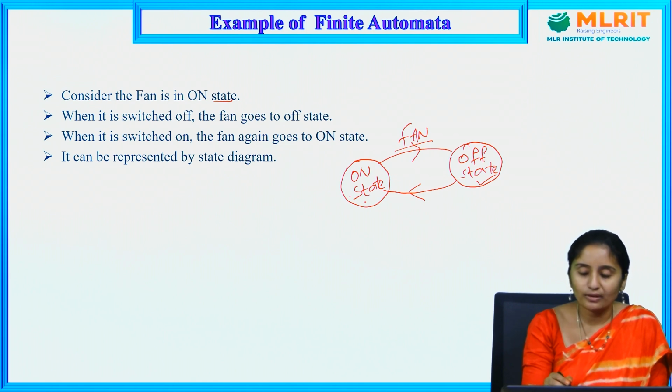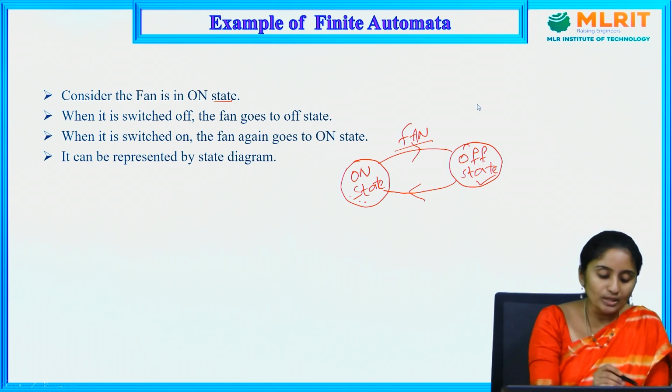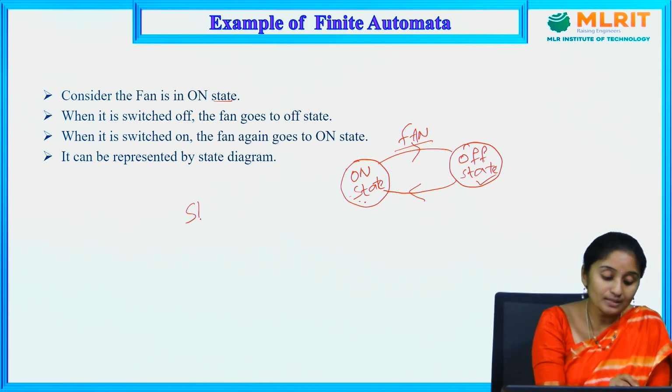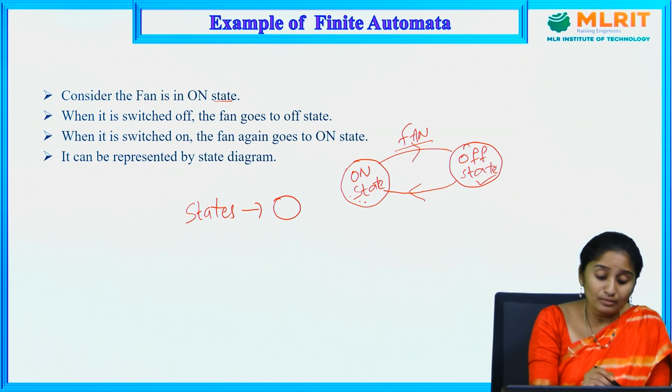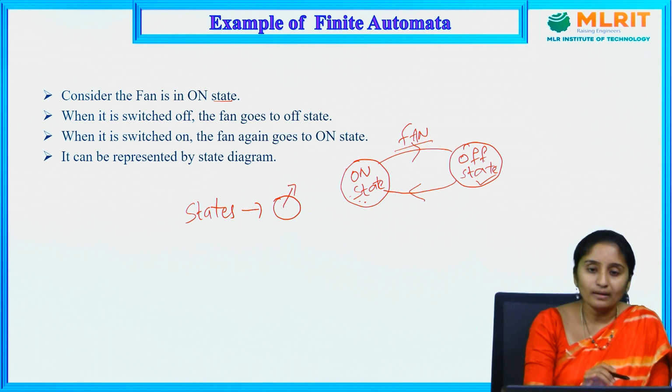When I switch on the fan, it is moving to the on state from off to on. If I switch off, from on to off, it is moving. So this is the procedure that takes place. States are represented with a circle, and inside there will be states.